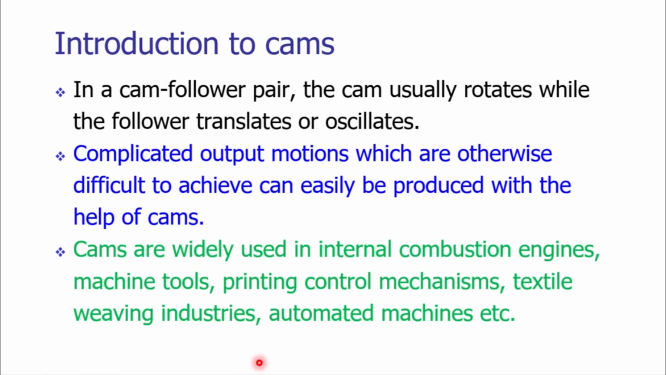If you want to copy or transfer complicated movements, we can easily transfer them by using CAMs. CAM follower mechanisms are widely used in IC engines, particularly to operate the inlet and outlet valves, in machine tools, printing control mechanisms, the textile weaving industry, where we need to transfer patterns from the master pattern to the products, and in various automated machines.